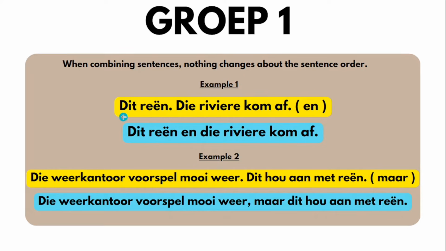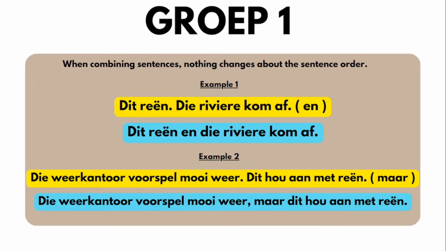So this sentence says, dit reën, that's sentence 1, die riviere kom af. And you were given en. So your answer is going to be, dit reën en die riviere kom af. That's all you have to do, nothing changes. It's basically connect this one and that one. Obviously, remember the punctuation.